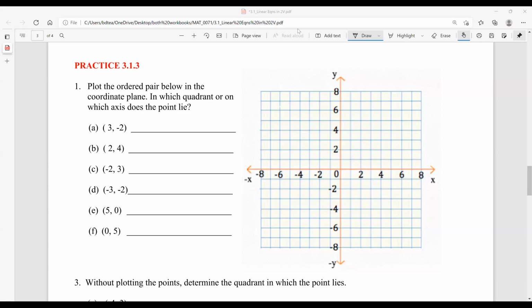This exercise is just to plot the ordered pairs. So you were given the ordered pairs and to determine, given a point, the ordered pairs, and now you're given the ordered pairs and plot the point. And again, plot the ordered pairs and determine which quadrant or which axis the point lies on. So let's plot these. You can pause for a moment and plot them and then look at the solutions afterwards.